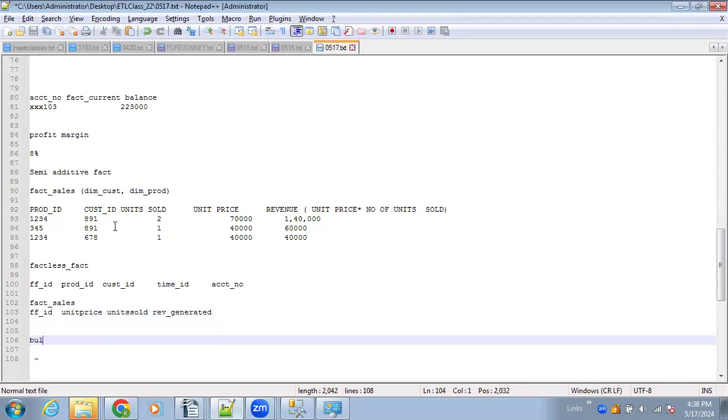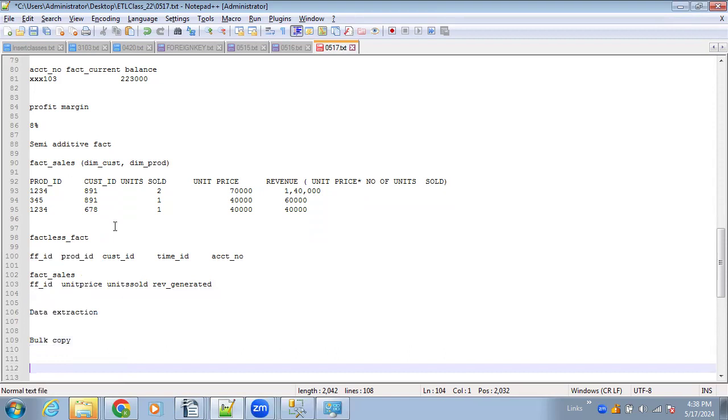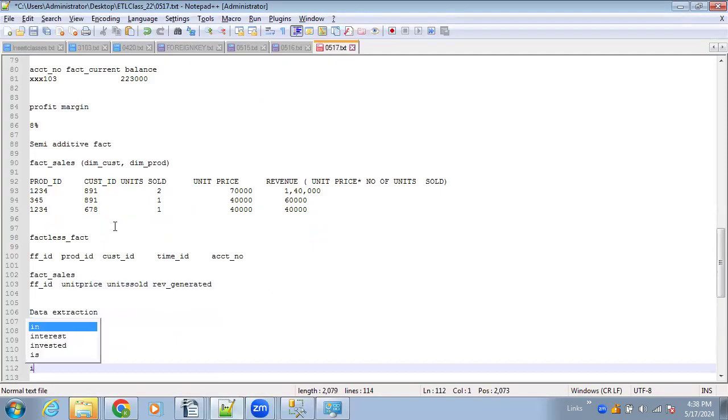What do we mean by bulk extraction? Data extraction happens in 2 ways. As I told, very important, and this also applies in the data loads. Bulk copy or change data capture, change based replication.